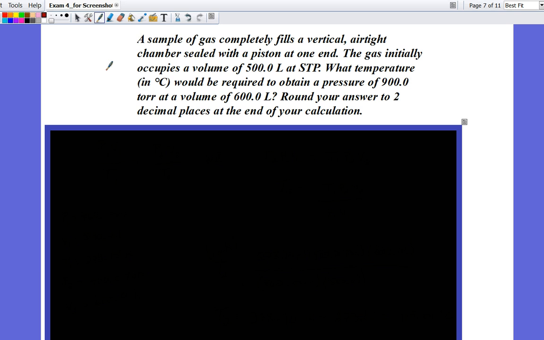On this one, you have a sample of gas that completely fills a vertical airtight chamber, and you're asked to calculate the final temperature based on these other variables changing, and then round your answer to 2 decimal places and report it in degrees Celsius. So remember that when you do the calculations mathematically, you need to use Kelvin. So this standard temperature, you're going to use a Kelvin temperature for the calculation, and then I want it in degrees Celsius, and I want the 2 decimal places that go with it.